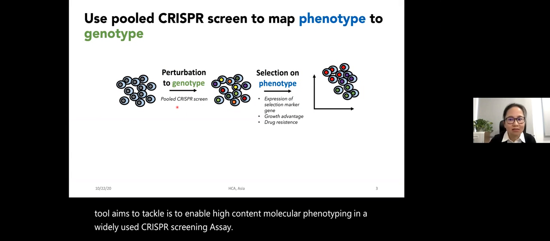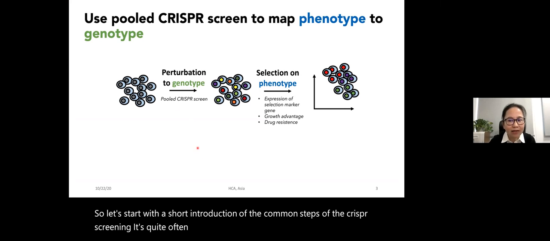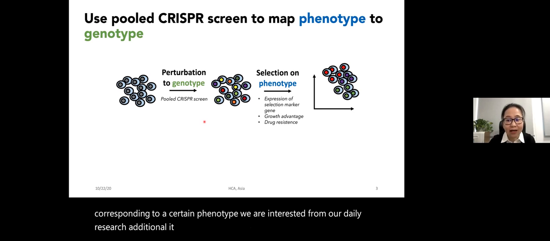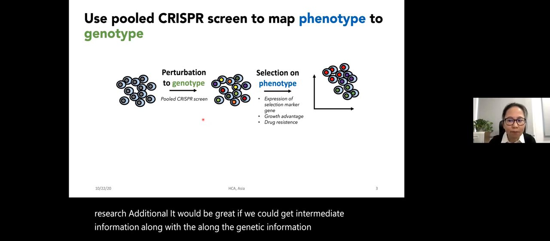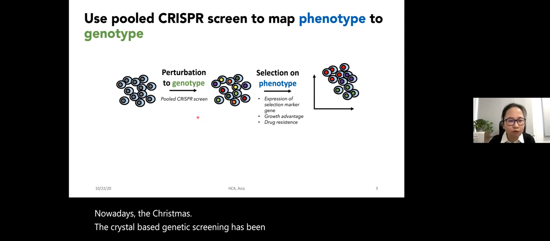So let's start with a short introduction of the common steps of CRISPR screening. It's quite often that we'd like to find a mutation that corresponds to a certain phenotype we are interested in from our daily research. Additionally, it would be great if we could get intermediate information along with the genetic information transfer, for example, the RNA expression profile given the phenotype. Nowadays, CRISPR-based genetic screening has been widely used to serve this purpose.